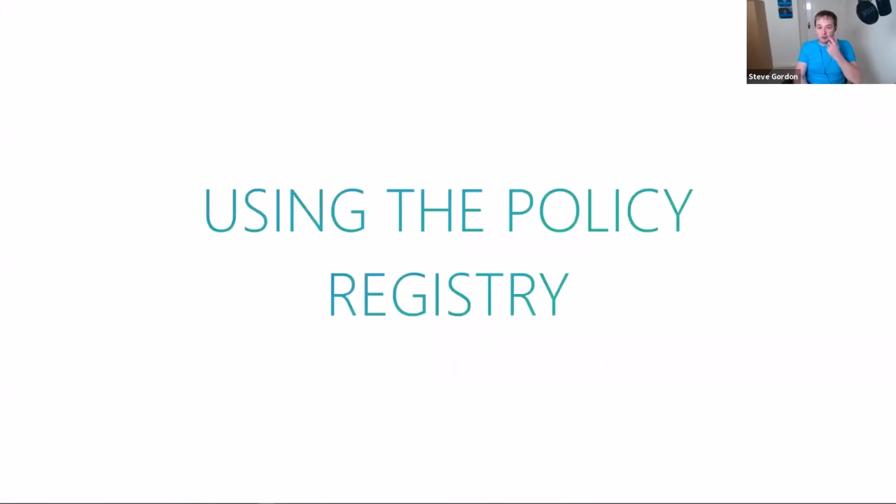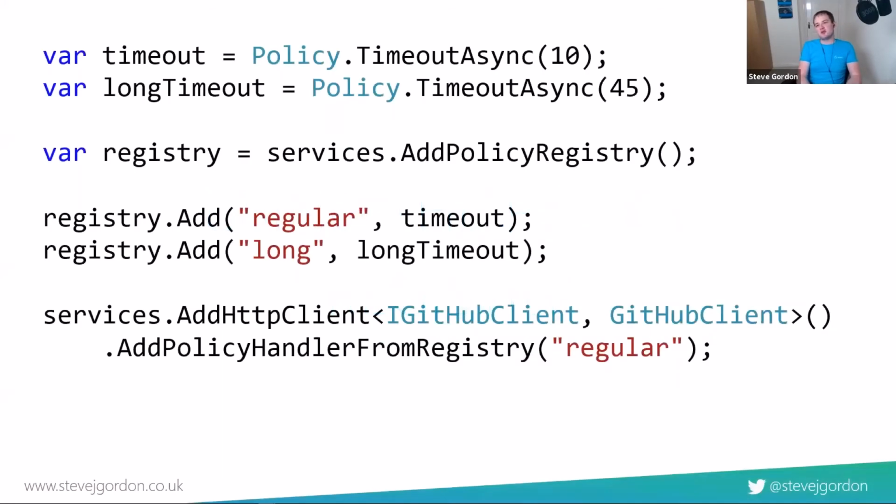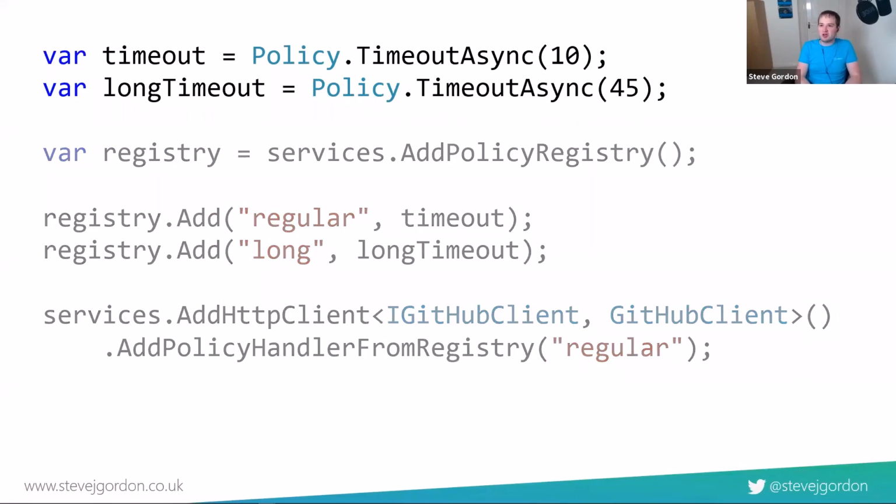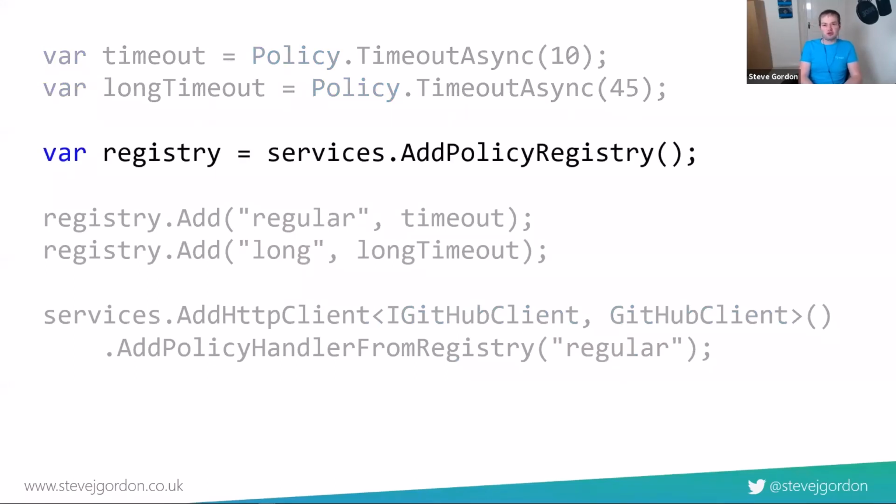Another quick thing I want to point out, because a few people that use Polly might have come across this idea of the policy registry. Polly adds this idea of a registry for policies so that you can reuse them across your code base. So here we're going to create 2 different timeouts that we might want to use in our application, and we're going to set up a policy registry and add it into dependency injection. This would be in your configure services method.